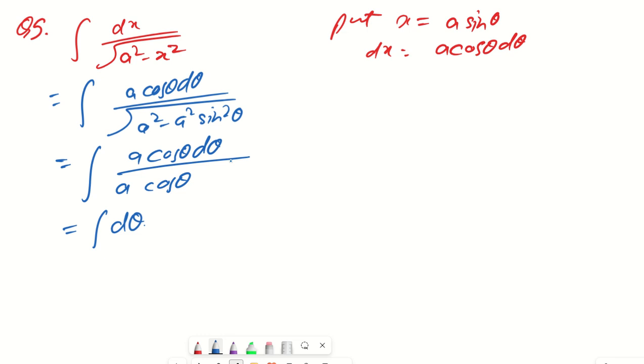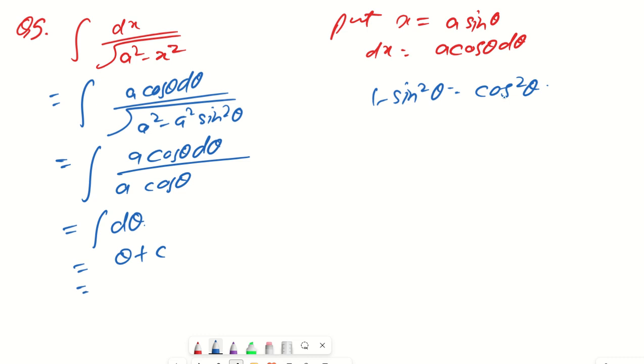Okay, what is the formula that we are using? 1 minus sin square theta is going to be cos square theta, and square root of this will become just cos theta. Okay. So we are going to get here theta plus some constant c. Integration of this d theta will be what? Theta plus some constant c.